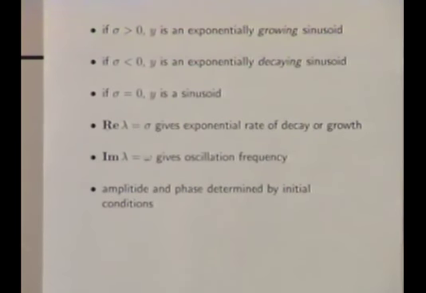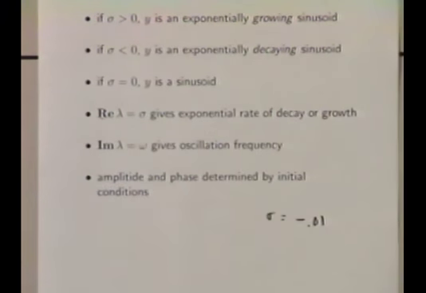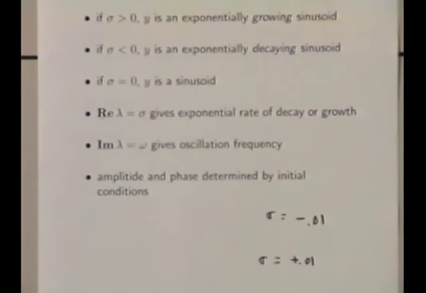If sigma is minus 0.01, how long does it take for the exponential term to decay to, for example, 37%? What does it mean about the solution? How long does it take? 100 seconds, exactly. And if sigma is plus 0.01, what has happened in 100 seconds? It's grown by a factor of e, right? So it's a sinusoid, and it has grown by a factor of e, exactly.